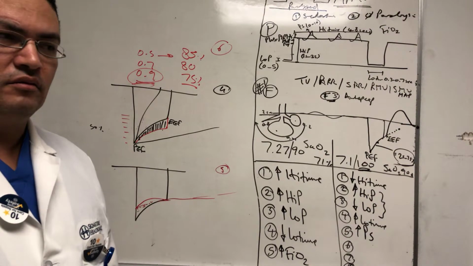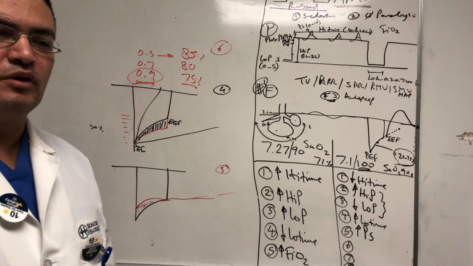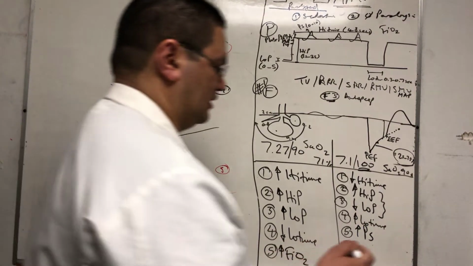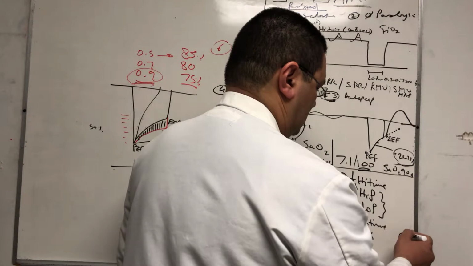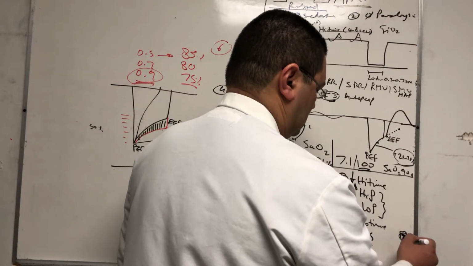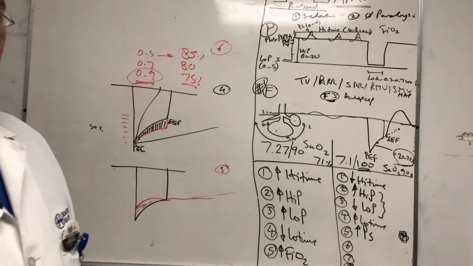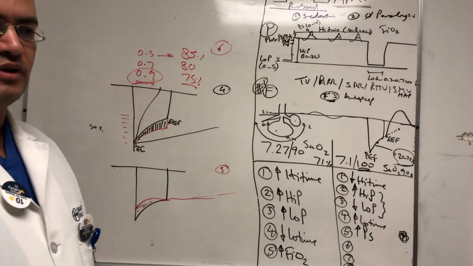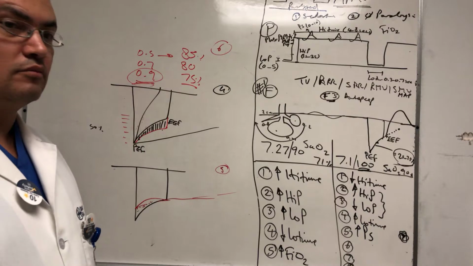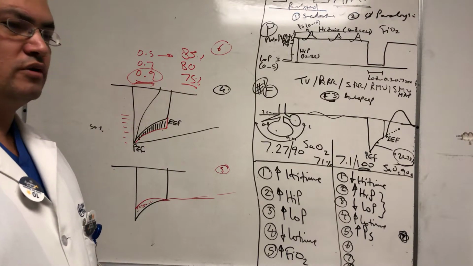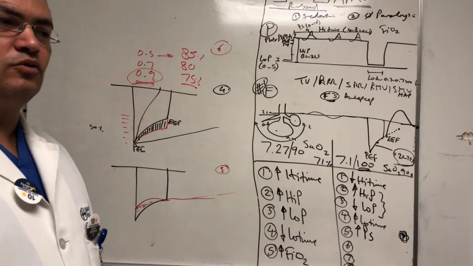It's number 5 because of another claim to fame of this mode, which is like number 6 or 7 now. This mode of ventilation is not only introduced as a recruitment mode and a weaning mode and all of these things that we talked about. It's also a mode that improves VQ matching.